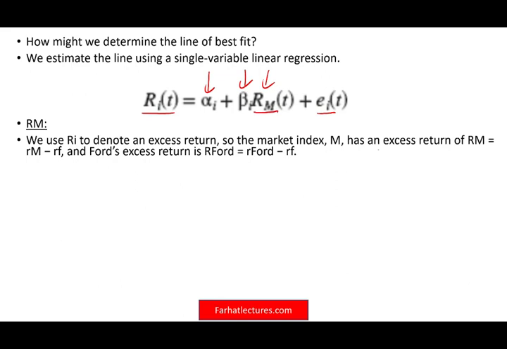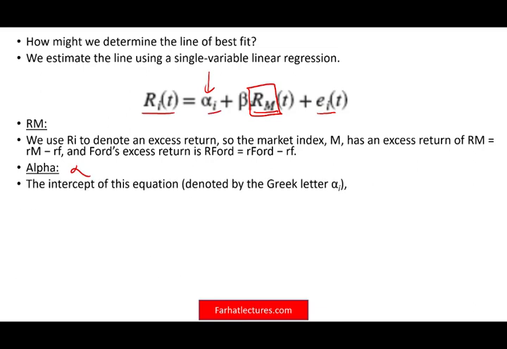So the market index M has an excess return, which is basically the risk premium. What's the risk premium? It's the return on Ford minus the risk-free rate. This is the risk premium if we're looking at the Ford security. So this is this one here. Okay, this one here, alpha. What is alpha? This is alpha, alpha of i.